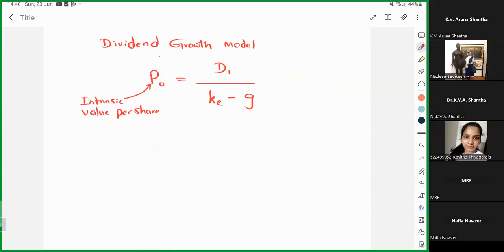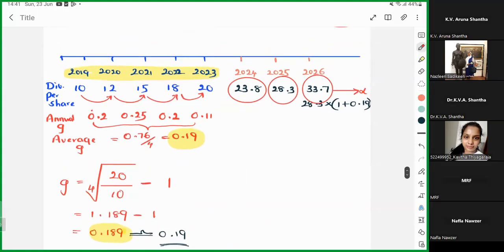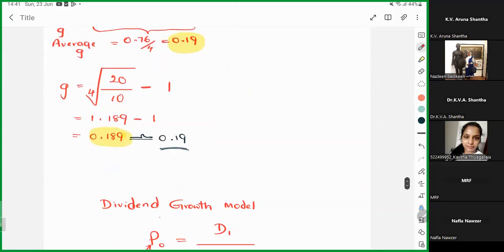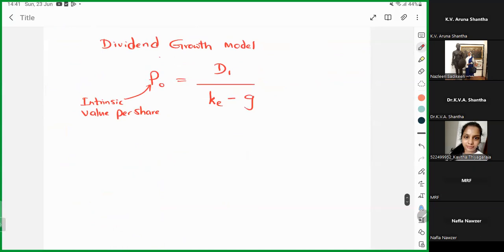Now our valuation technique is value per share equal to the present value of future cash flows. To get the present value of future dividends, you can apply the growth model. So let's apply it now. How much is next year's dividend? Next year is 2024. How much dividend? 23.8. So D1 is next year's dividend, 23.8.